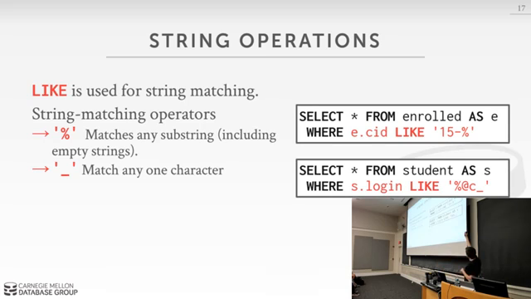So say I want to get all the course IDs from the enrolled table that start with 15, so 15-445, 15-721. I would use the percent sign like that. And say I want to get all the students where the login ends with @C and then some wildcard, I would use a single underscore for that.